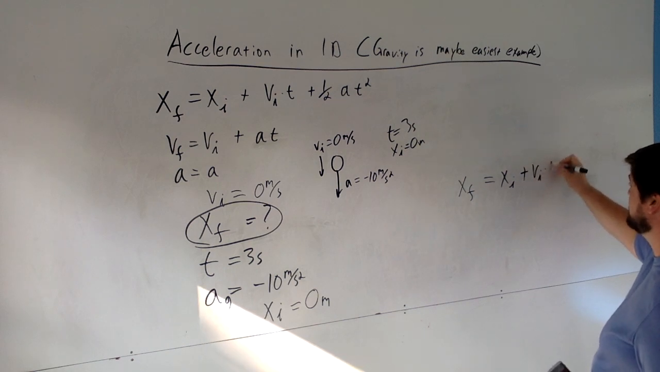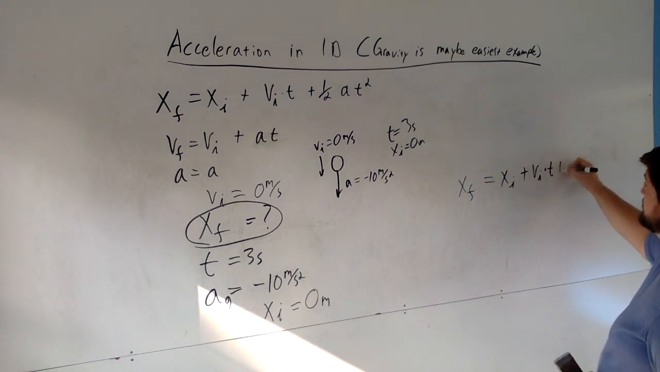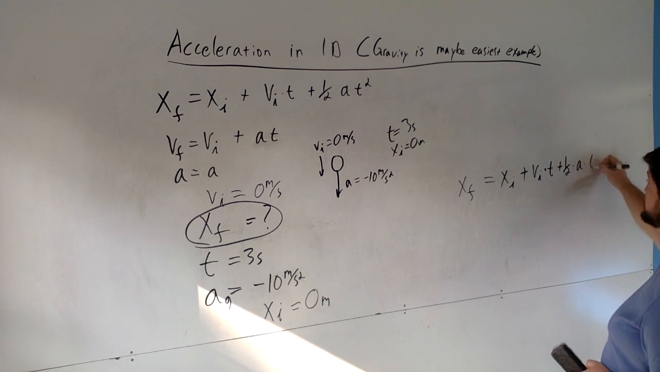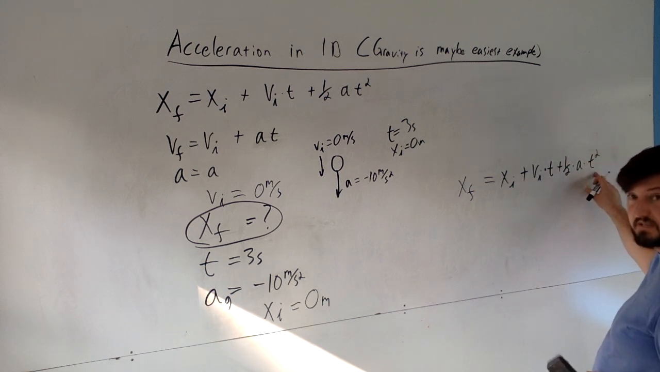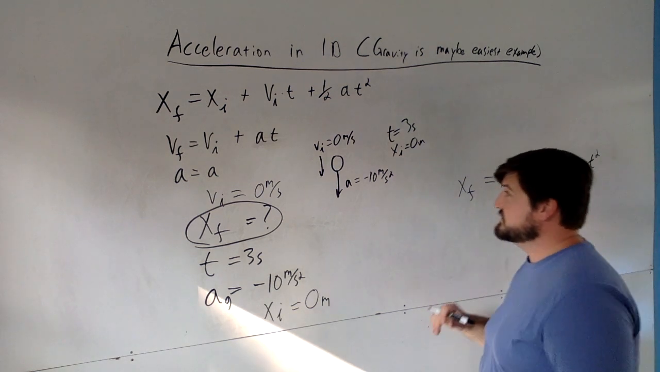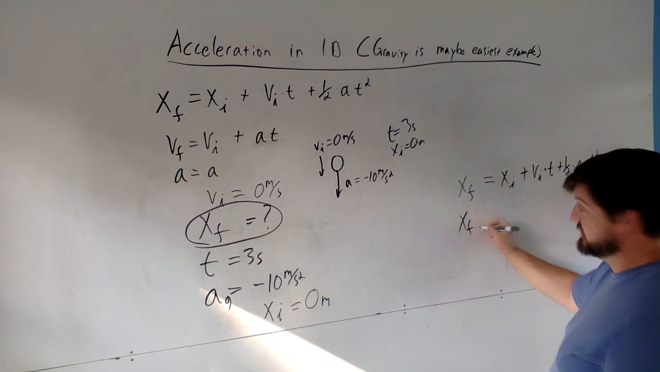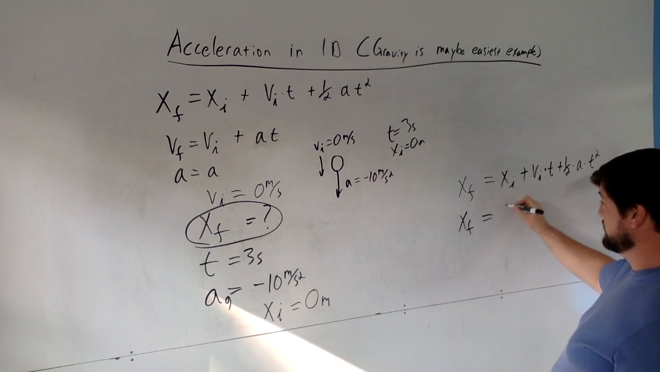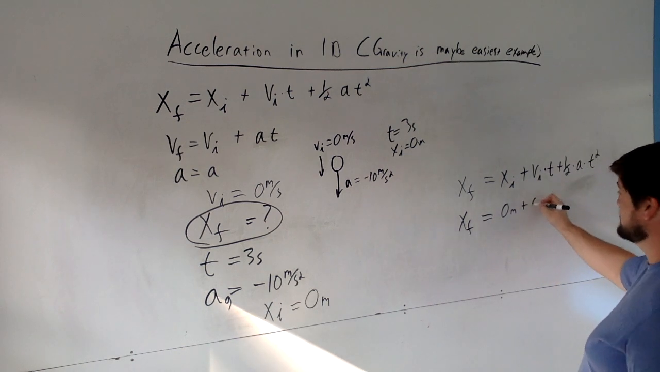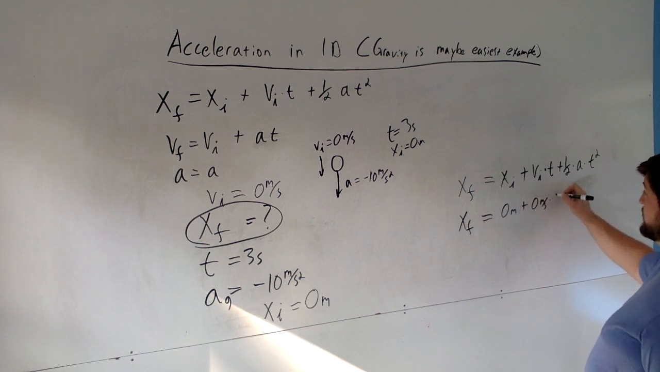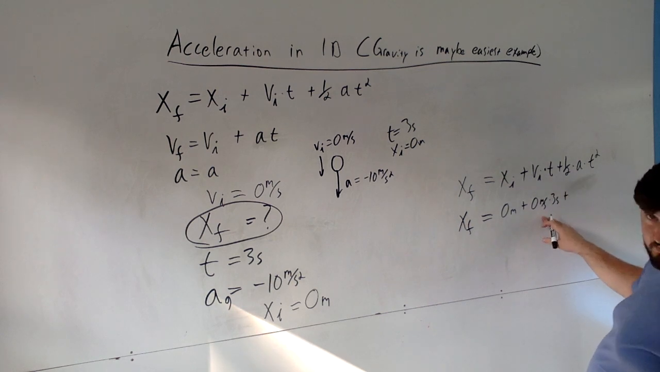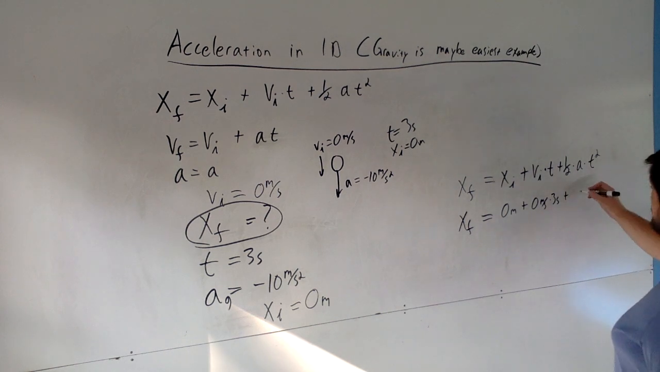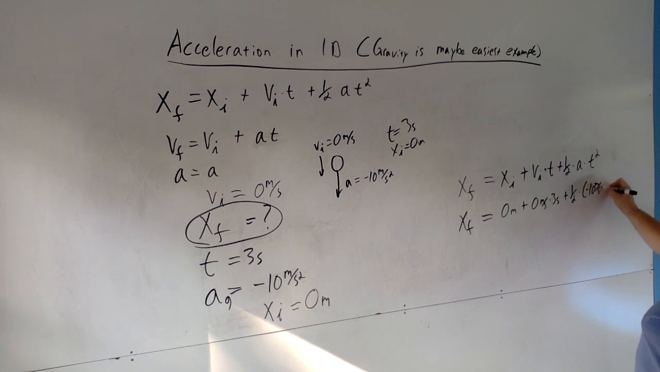So, our equation, plus vi times t, initial velocity times time, plus 1/2 times a times t squared. And again, remember, only t gets squared, all right? So if I put this into this equation, my final position is what I want to know. We don't know it. We know our initial position is 0. We know our initial velocity is 0. We know time is 3 seconds, though it hardly matters here, right? That whole thing's going to turn into 0. And we know our acceleration, we got 1/2 times -10 meters per second squared times 3 seconds squared, okay?